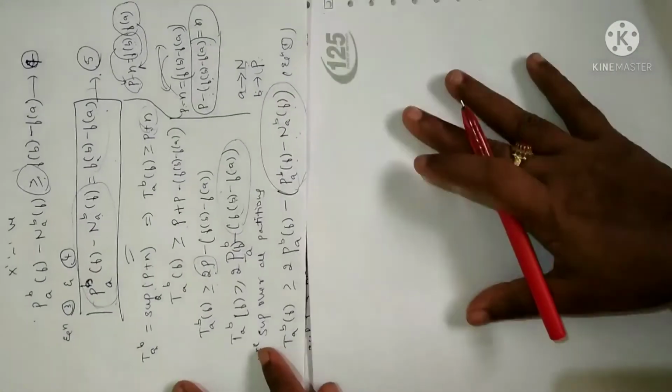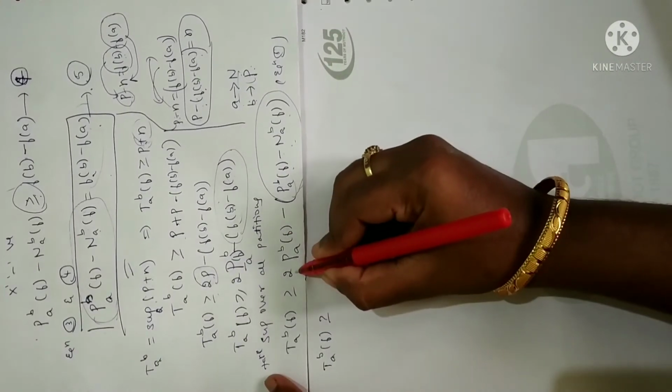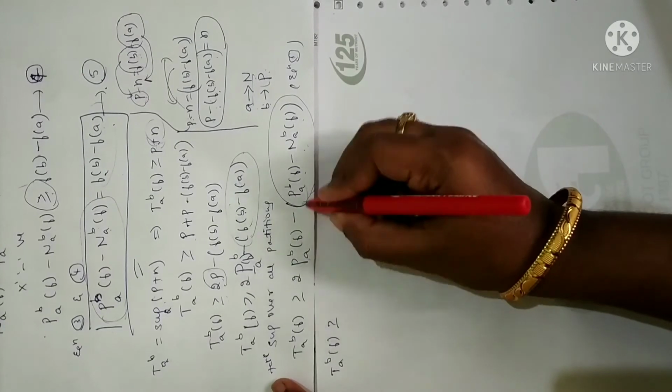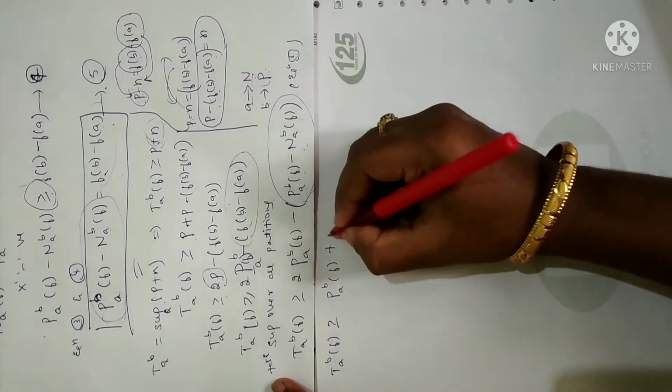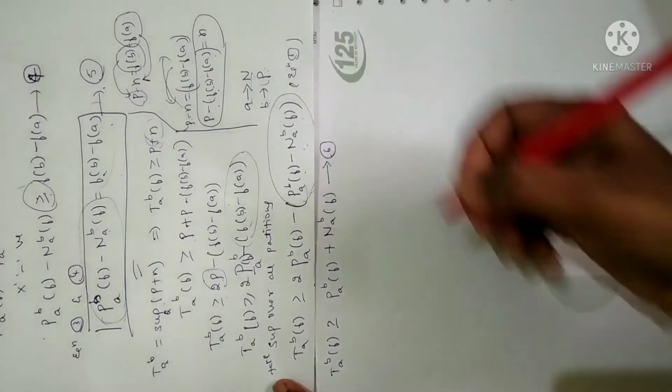Now let me simplify this. After simplification, I can write t from a to b of f will be greater than or equal to 2 times p from a to b of f minus p from a to b of f. When you subtract, you will get 1 time p from a to b of f. Minus into minus will be plus n of a to b of f. Let me take this as equation 6.